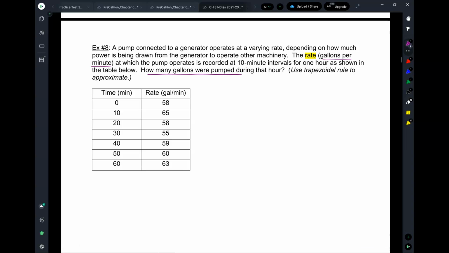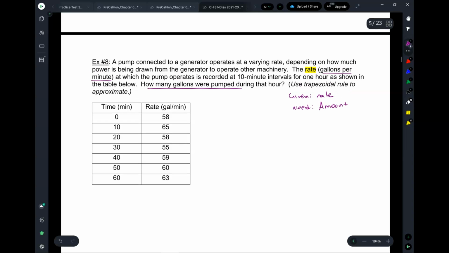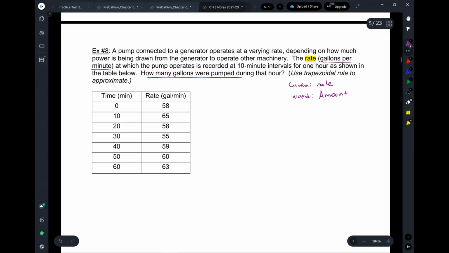Okay? So again, what are we given? We are given a rate. You need an amount. Yes? Okay. So this time it says to use a trapezoidal rule to approximate, right? Because how would you find the amount if you're given a rate? You need to take an integral. Well, I don't have a function to take the integral of, but what's integral also the same as area? Well, given this, how do I find area? Trapezoidal rule. So do you see how they're all the same thing?